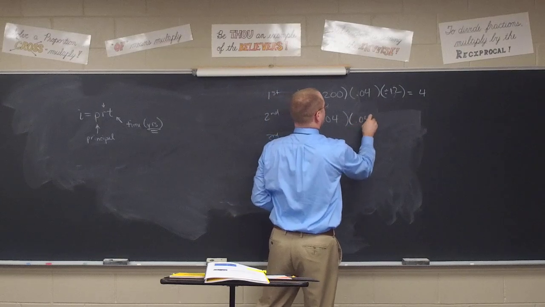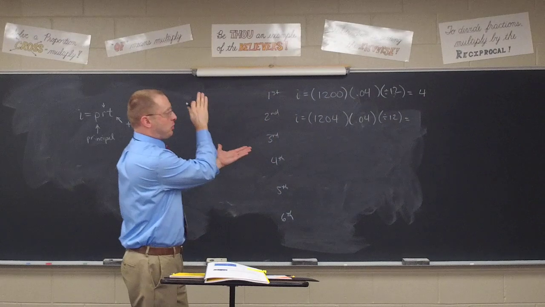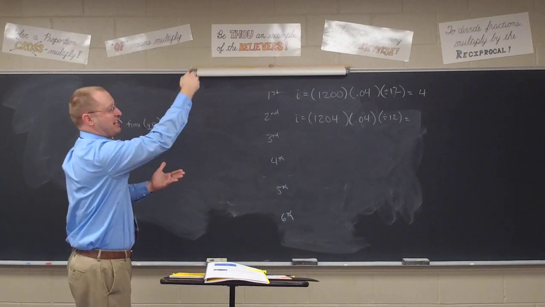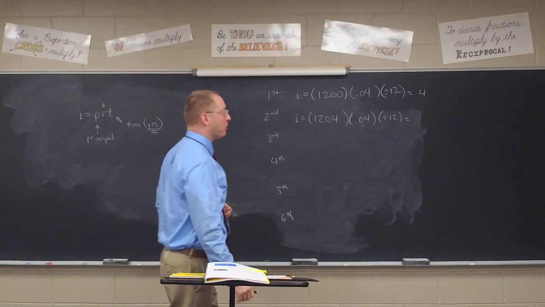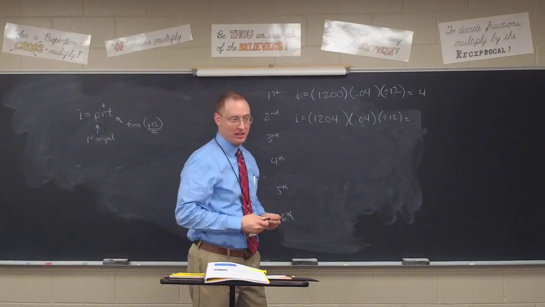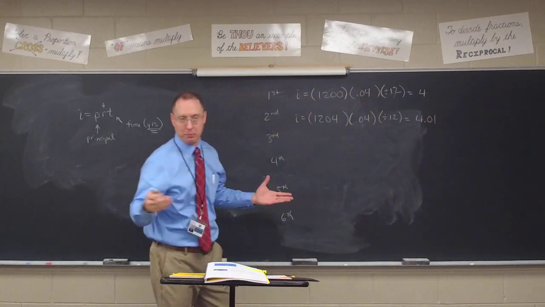Now, it's not going to make a huge difference. Everything else gets done the same way. It's just now 1,204 times 0.04 divided by 12. Tiny bit more interest the second month. What does she get the second month, class? $4.01. I know it's not much more, but every little bit helps, right?